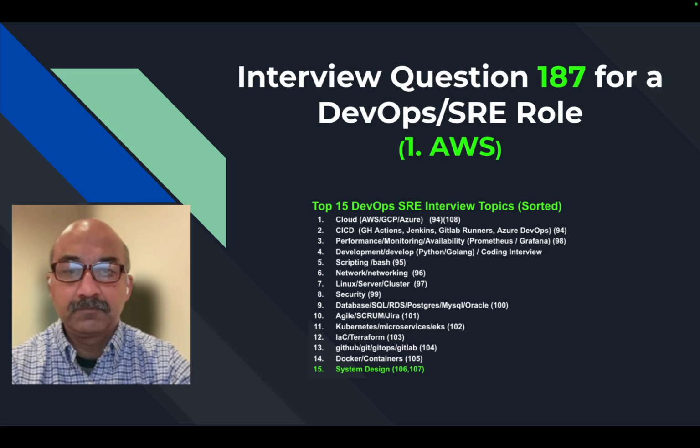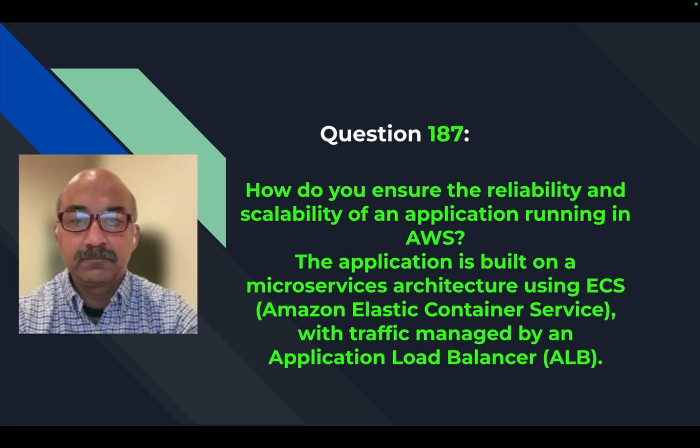So today we're on topic number one, the cloud/AWS. We're going to go over a possible question about AWS on a DevOps and SRE interview. The question today is, how do you ensure the reliability and scalability of an application running in AWS, given it is built on microservices architecture using ECS? Amazon's Elastic Container Service is basically like Kubernetes, or actually not Kubernetes. It's a place where you can run containers. And the traffic on that application is managed by an ALB on the front end. That's the application you were talking about.